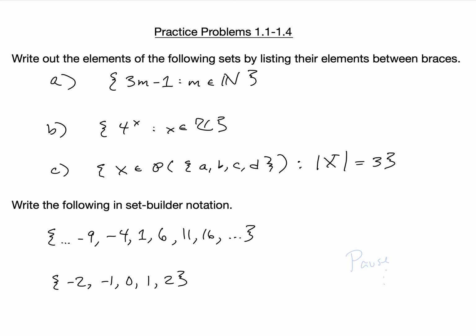For the first part, write out the elements of the following sets by listing their elements between braces. So write these sets by just listing their elements. And for the second set, write the following sets in set builder notation. I'm not going to read them out loud since part of what I'm hoping you will be learning is to read the notation. So I'll just leave it there and I will pause and suggest that you try these out, and then we'll talk about them on the next slide.